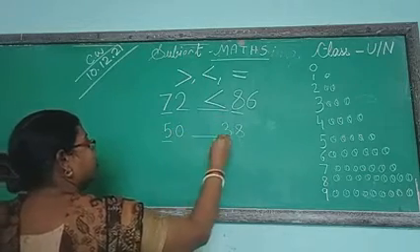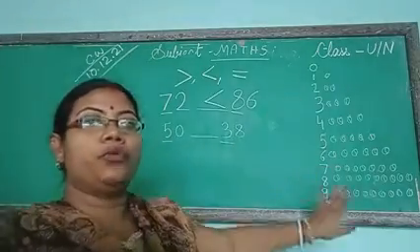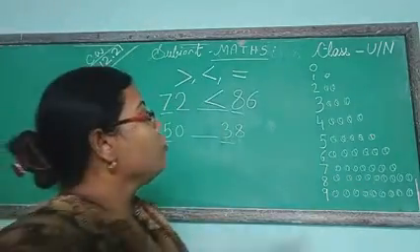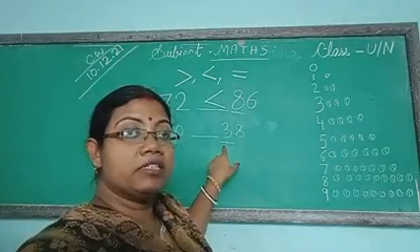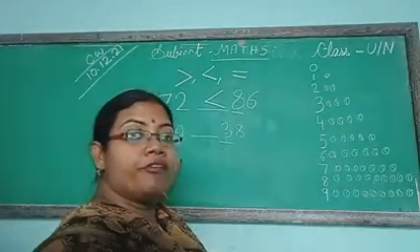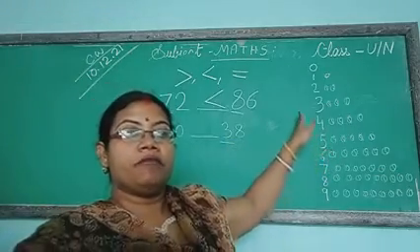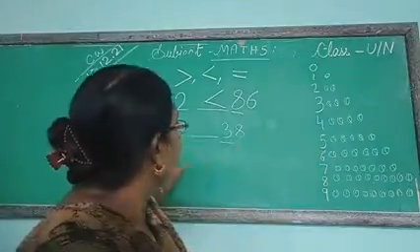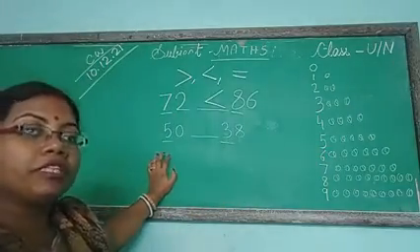Now see the tens place number. You count from 1, 2, 3. Whatever number comes first, that is the smaller one. 3 comes first, so it is small. And 5 comes after 3, 4, 5, so it is big. 3 is smaller and 5 is bigger than 3. So which side will we open the mouth?